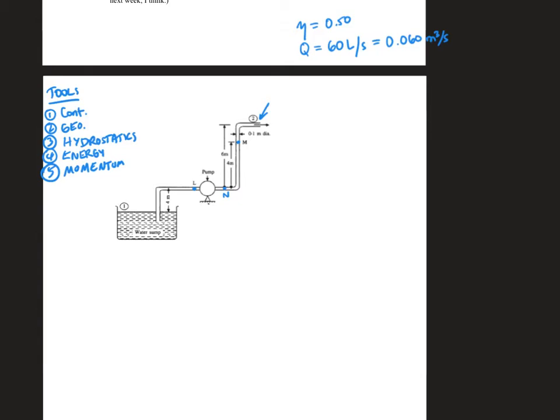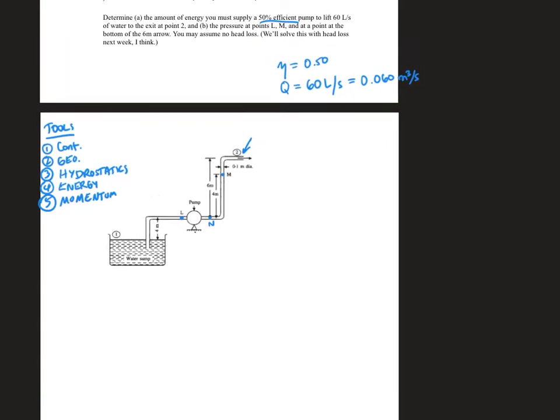In this case, the first problem is we want to know the amount of energy, so W dot to the pump. And then the second part, we want to know pressures at L, M, and N. In order to get at this first one, if we're thinking in terms of tools, that has to be energy because it's asking for power. The only way to get at power is with energy, because we're going to have to get the head of the pump. And then these other three could be either energy or hydrostatics. That's how we always get at pressures.